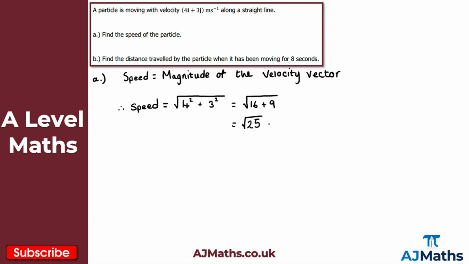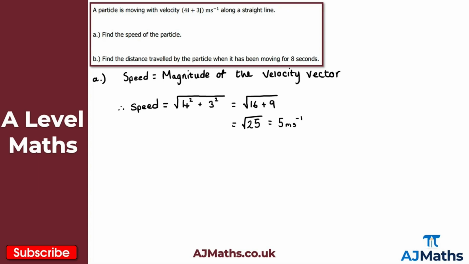Hopefully you recognize straight away as 5. So the speed here of the particle is 5. Don't forget the units, it's not just 5. In this case, it would be 5 meters per second as well. So ms^-1 there. And there we have it.